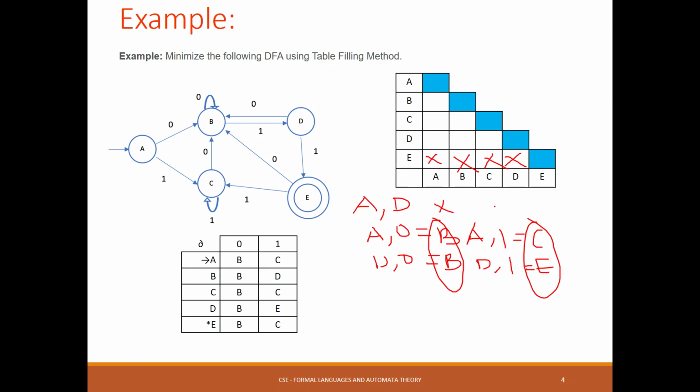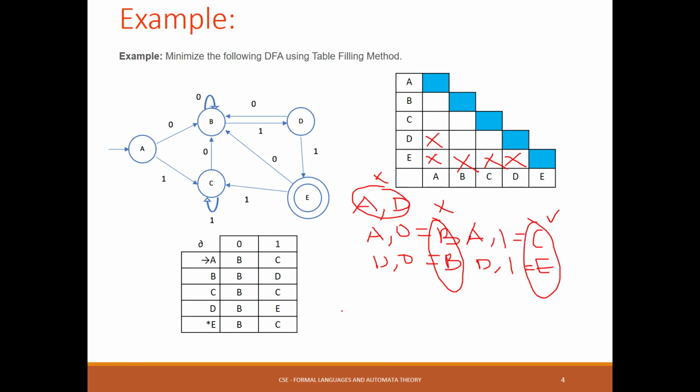Next is C comma E. C comma E, there is a cell. In C comma E we have marked already as X, right? So since C comma E is X, we need to mark A comma D as X here, so we will mark X here. Okay, hope you guys understood.